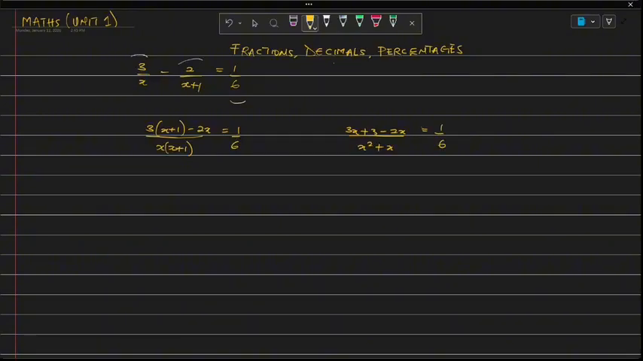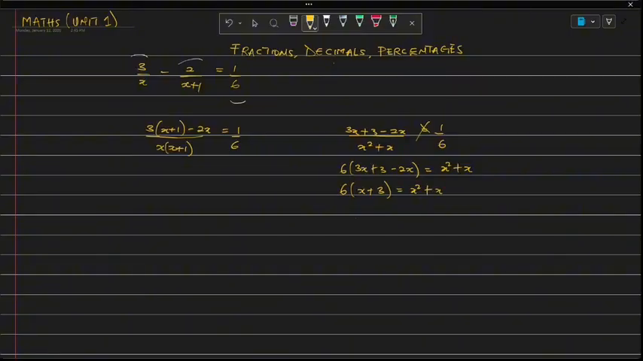Now I can cross multiply. If I cross multiply, what do I have? I'm going to be having 6 into brackets 3x plus 3 minus 2x is equal to x squared plus x. I still have like terms inside the bracket, so let's simplify that out. So I'm going to be having 6 into 3x minus 2x leaves us with only x. Too many x's, man. Plus 3. Alright. Is equal to x squared plus x.